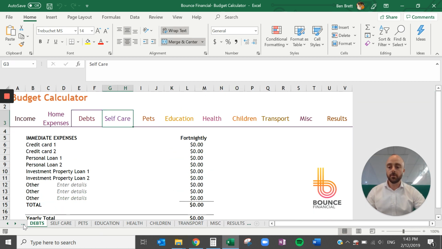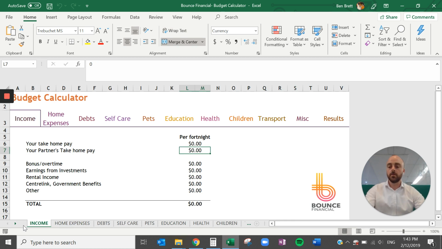We are in the process of updating this at the moment. So depending on when you watch this video, you may come across a budget calculator that looks slightly different to this with a little bit more interactivity, but it still follows the basic premise. Okay, so the way to get started with the budget calculator: the first thing you want to do is put in how much income you get.